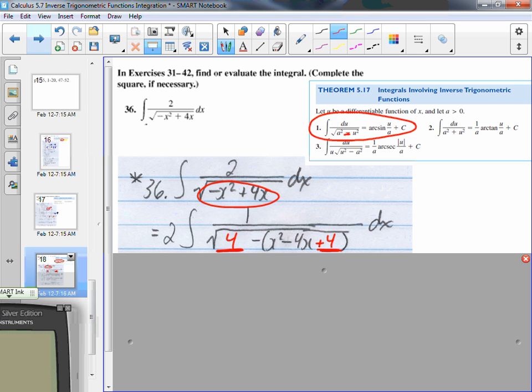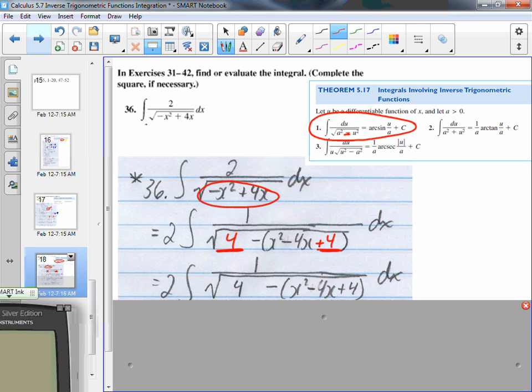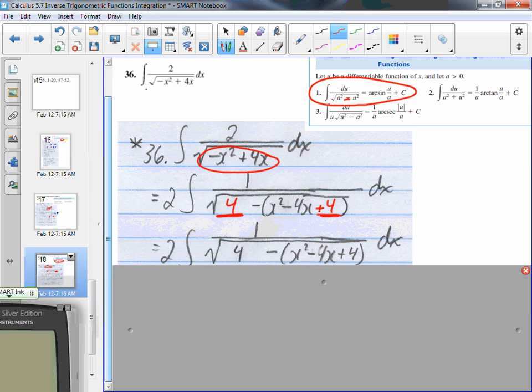Y'all with me? Yeah, we're mostly done now. So it looks like this, correct? What's the factorization of x squared minus 4x plus 4? X minus 2, quantity squared.